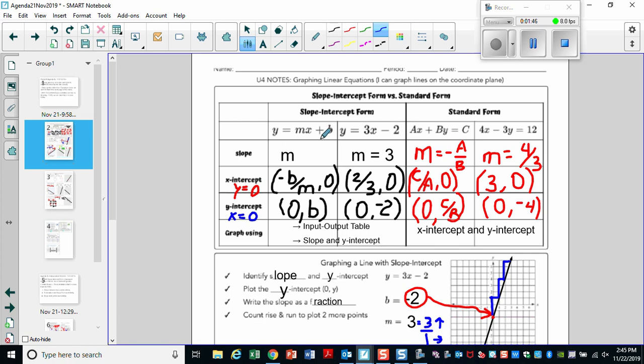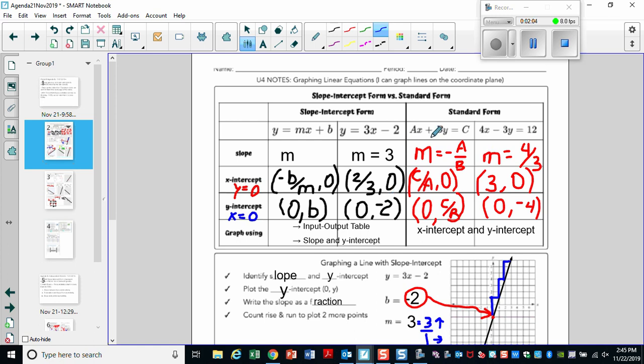So for the general formula, y-intercept is the value b, so your coordinate points are 0, comma b, and for the specific case, 0, comma negative 2.